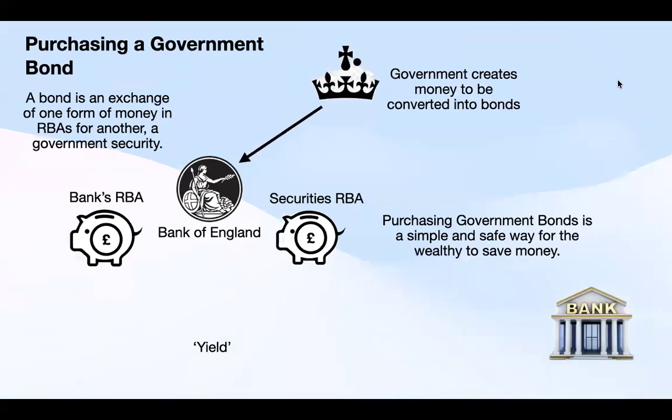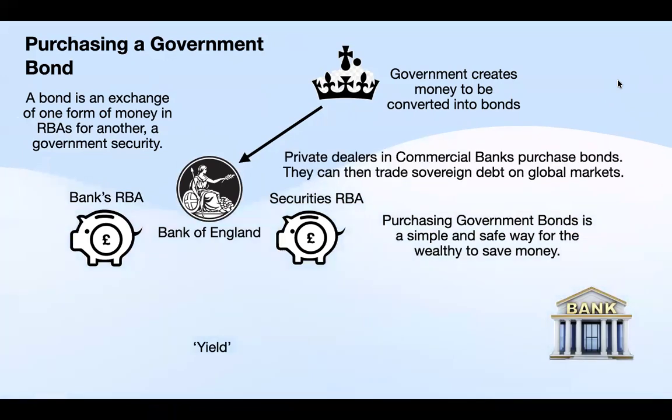Under the self-imposed full funding rule, governments therefore have to create money to be converted into bonds. Now, a bond is simply an exchange of one form of money in a reserve bank account for another, which is a government security. Once they are available, the private dealers in commercial banks purchase these bonds, and then they can trade that sovereign debt in global markets.